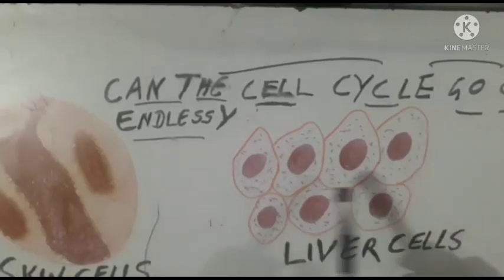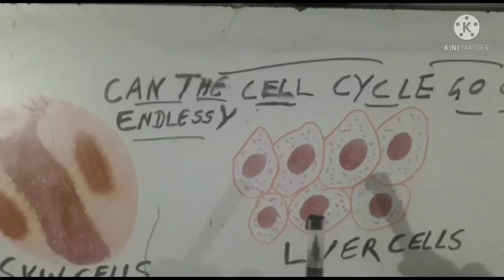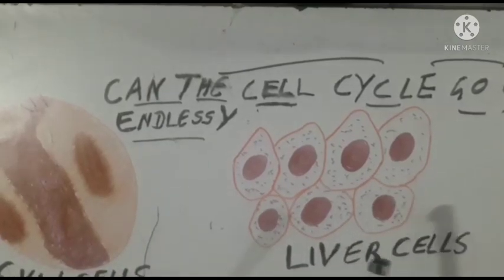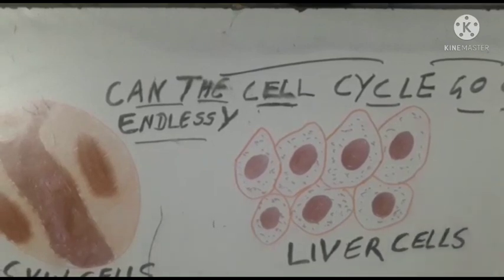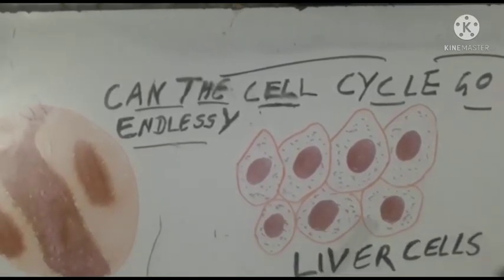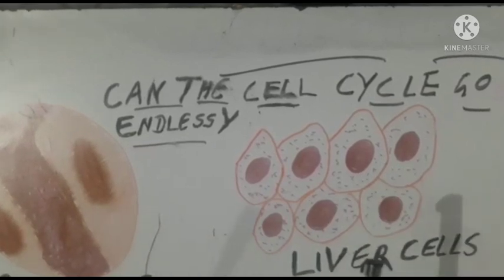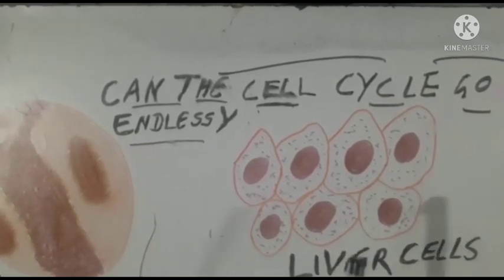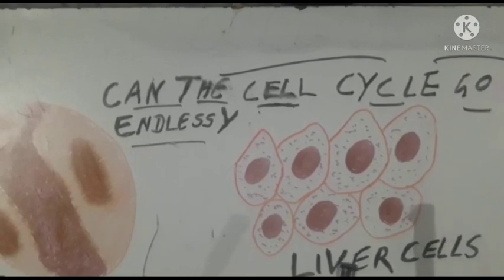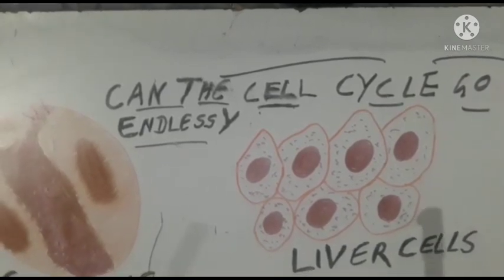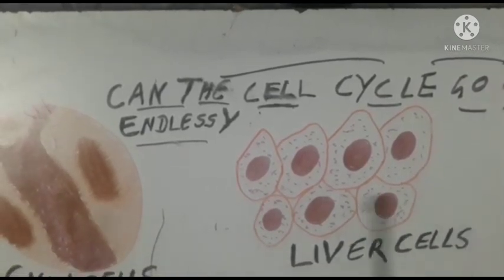Can the cell cycle go on endlessly? Let's discuss. Can the cell cycle go on endlessly? No. There is a regulatory mechanism for cell cycles. At some places it can stop permanently, and at some places it can stop for some time.